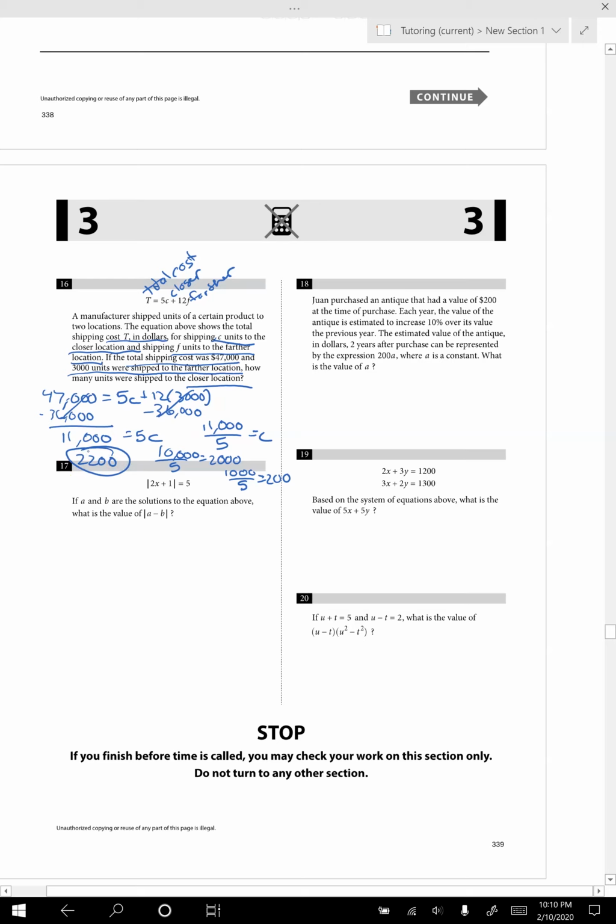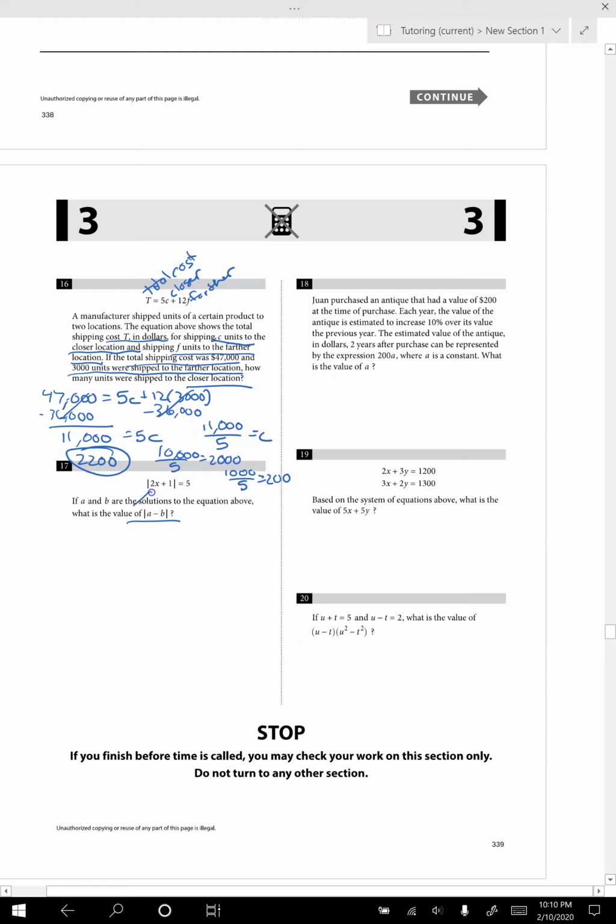Number 17. We've got absolute value here. Sometimes that's scary. It's generally not too difficult though if you know what to do. A and B are the solutions. Okay, so we're going to solve for x. What is the value of the absolute value of a minus b? Well, let's get those solutions first.